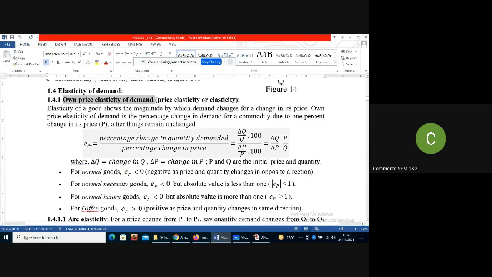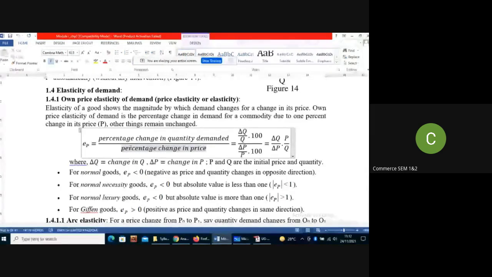So we call it own price elasticity of demand, that is percentage change in quantity demanded divided by percentage change in price. Now, if we take this percentage change in price equal to 1, that means we are talking about 1% change in price. Say price initially was 100 rupees, now the new price becomes 101 rupees. How much percentage of quantity demanded will change for 1% change in price? That is called elasticity of demand.